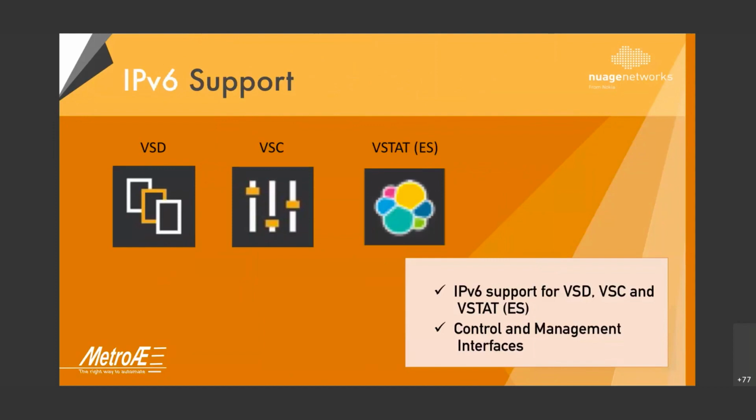We also introduced IPv6 support for installing components with IPv6 interfaces for control and management interface in the major VSP components such as VSD, VSC, and VSTATs. Now you can bring up these components with IPv6 addresses, and all you need to do is, in the configuration deployments, enter IPv6 addresses, set up IPv6 params, and you'll be ready to go.